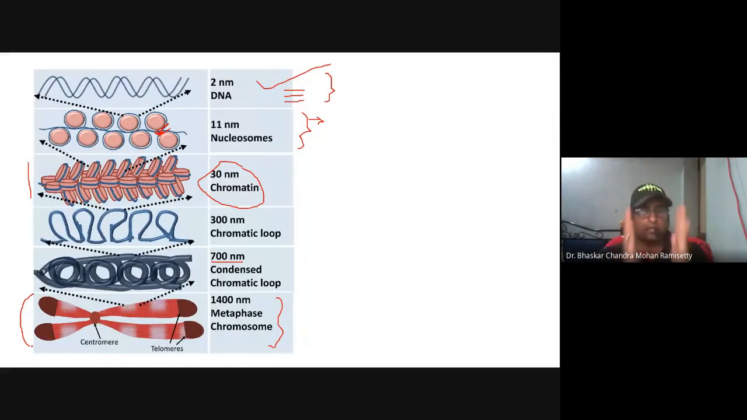Cohesin is the one that holds the 2 daughter chromatids together. So if you see the cell cycle, you have G1, and then you have S phase. During S phase, the replication happens, and then you have G2 phase, and then you have mitosis phase. During S phase, what was one chromosome becomes 2 chromosomes, and these 2 are now called sister chromatids. They're still bound together, and that protein that keeps these 2 together is cohesin.